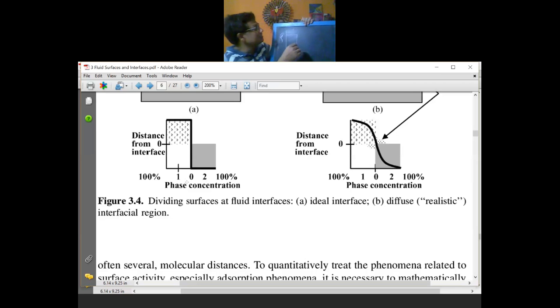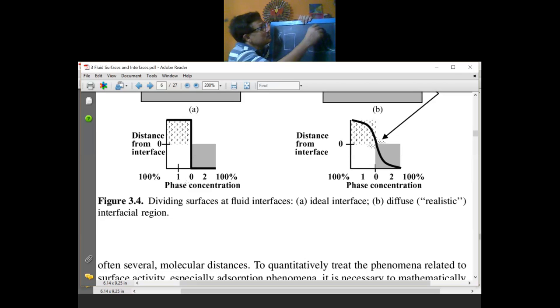But if the surface is diffused, meaning if it is vaporizable, if it is volatile, say water, then the profile would be like this. It will never reach zero. So the surface is not exactly sharp, it is diffused.